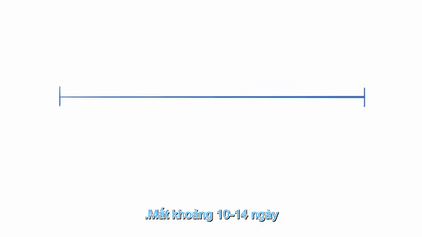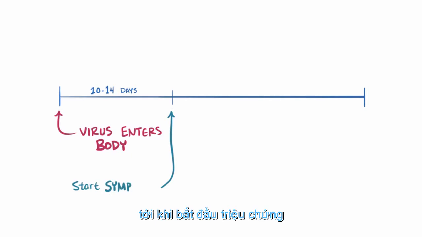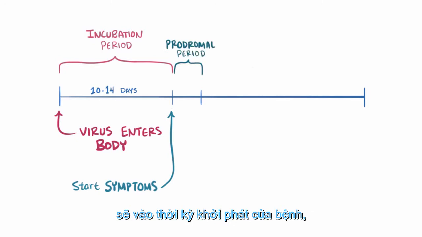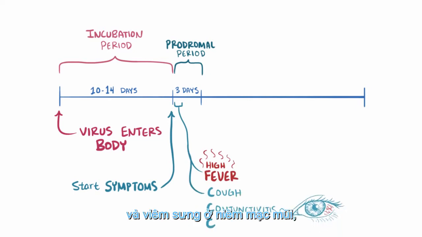Now, it typically takes 10 to 14 days from the time that the virus enters the body to the start of symptoms, and this is the incubation period. Once the symptoms start, we've entered the prodromal period, which typically lasts around 3 days and starts with a high fever and the 3 C's: cough, conjunctivitis, or inflammation and redness of the white part of the eye, and coryza, swelling in the mucous membrane of the nose, essentially a stuffy nose.